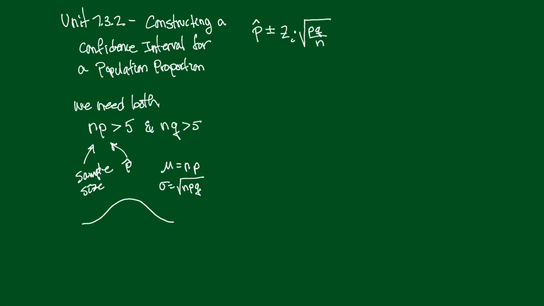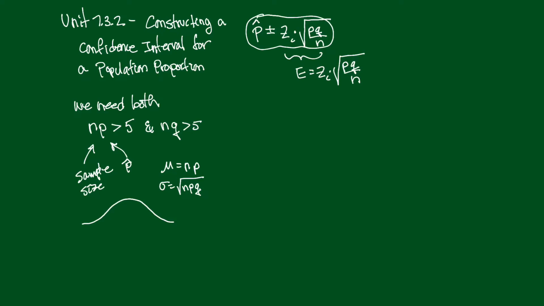So here's our formula for a confidence interval. It's going to be our estimate plus or minus some maximum error, right? This z-score right here is the maximum error of our estimate. So it's the z-value, which depends on our level of confidence, times the square root of pq over n. So that's what we're going to use for our interval.